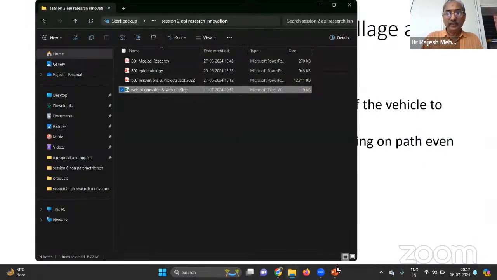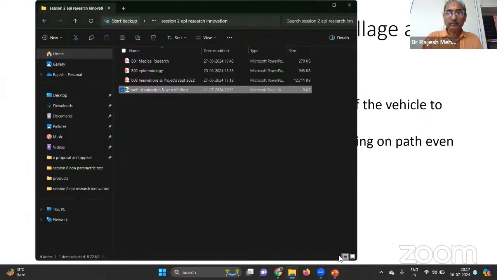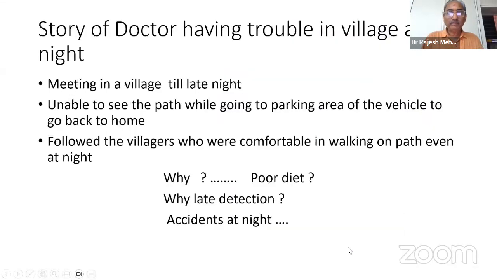So we continue with our slide. We're talking about another innovation. I was attending a meeting late at night in a village. When I was going back to the parking area, I could not see properly at night, and the villagers were comfortable in moving around. So I thought it may be because of vitamin A deficiency.